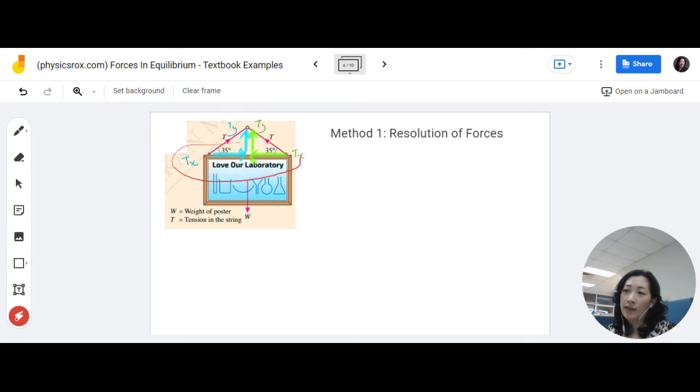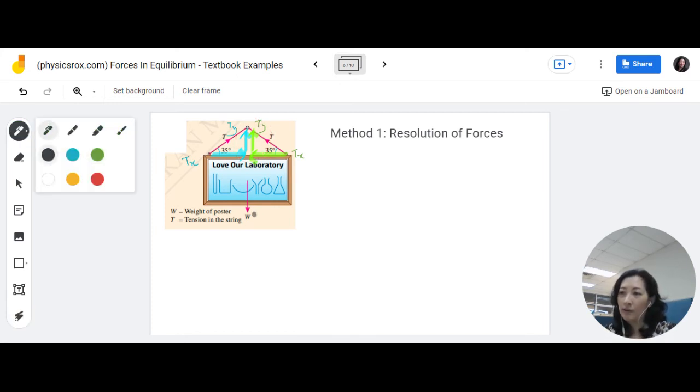Tx on both sides are equal, but they're acting in opposite directions, which means they're going to cancel each other out. So we don't have to calculate Tx because there's no point. Tx equals Tx, there's nothing to count. They're just going to be nullified, going to go down to 0. So let's focus on Ty. Now from the question, it's given here that W is 12 newtons. I'll just write that in.